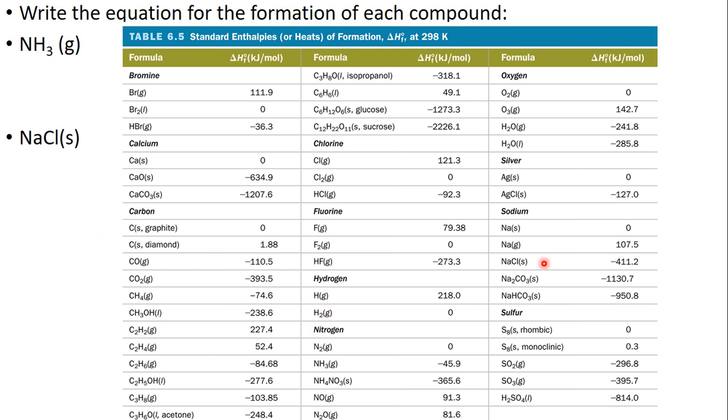For NaCl, we look at sodium. Na solid is our standard state, plus if we look at chlorine, it's Cl2 gas. So to balance it out, it's Na solid plus 1/2 Cl2 gas gets us NaCl.